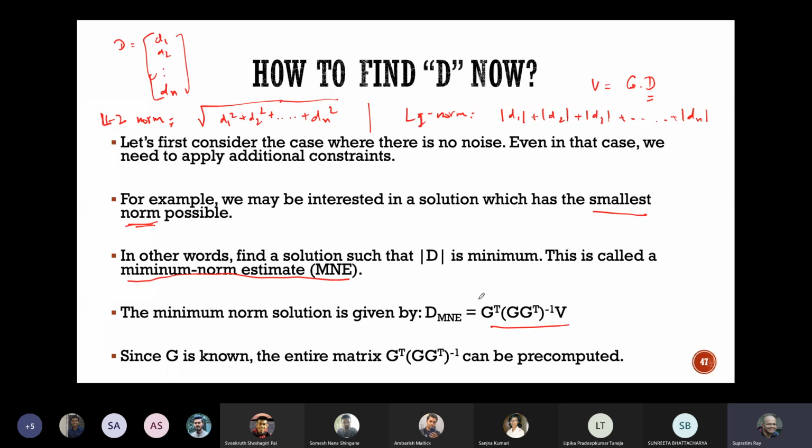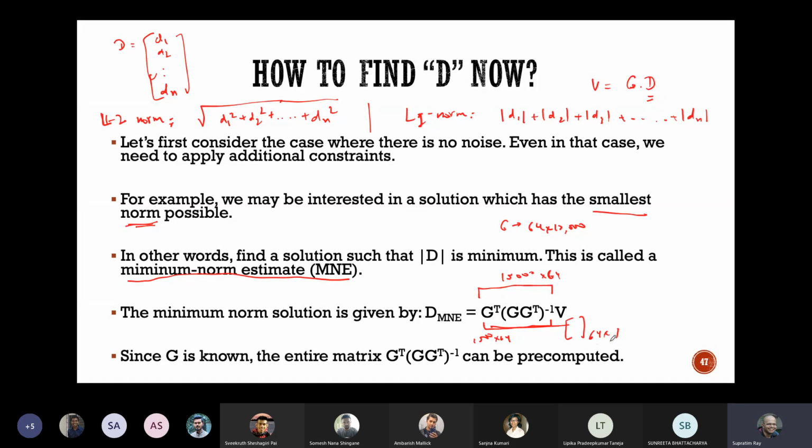Okay. Now notice that G is known, so I can actually pre-compute all of this. So I can pre-compute this so that whenever I give you a voltage, a 64 cross 1 matrix, it will... This G is a 64 cross 10,000, all right? So G transpose is 10,000 cross 64. G transpose G is 64 cross 64. So this whole thing, its inverse is also 64 cross 64. So this whole thing is actually a 10,000 cross 64 matrix.